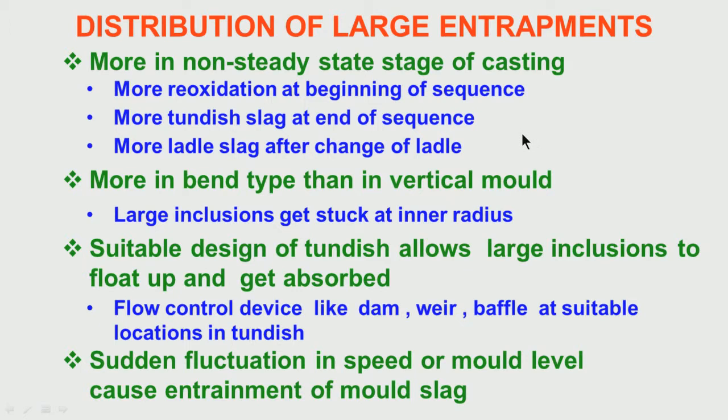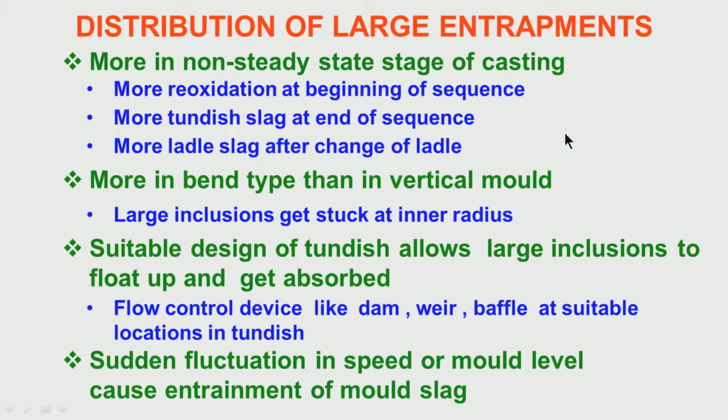Then at the end of the sequence there is a possibility of tundish slag entrainment, unless you take care that you do not allow the tundish slag to come into the mold. You allow a small amount of liquid steel to remain at the end of the casting, so that at the bottom of the tundish you have some steel also. If you allow that to come in, then along with that some small amount of slag also will come. So, at the end of the sequence there is a possibility of tundish slag entrainment.